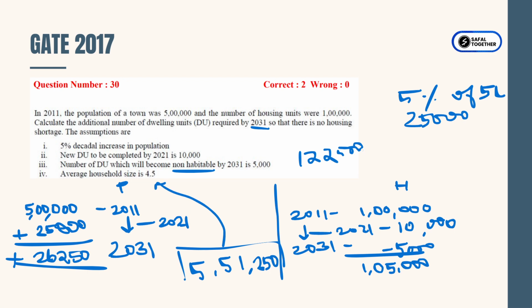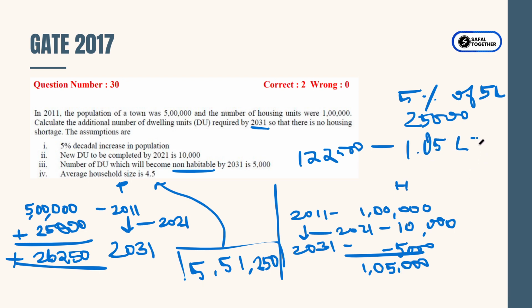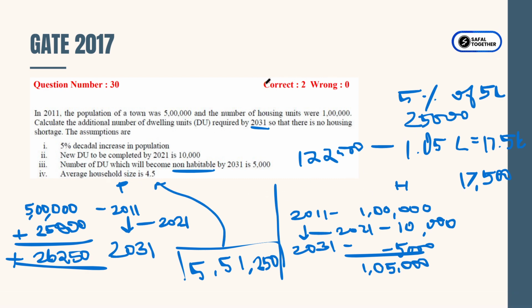So 1,22,500 minus 1,05,000 is 0.175 lakhs, which is 17.5 thousand, or 17,500 units, which is the answer for this particular question. This is a numerical type of question. If you get it right, you get 2 marks. If you get it wrong, it's a 0 mark.